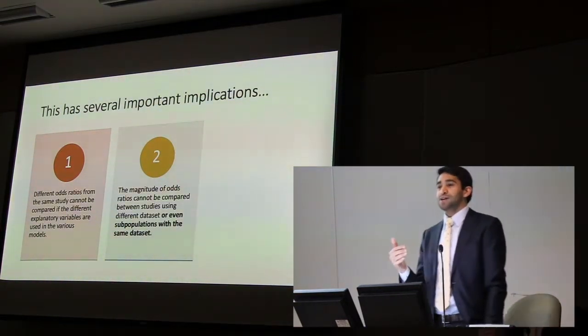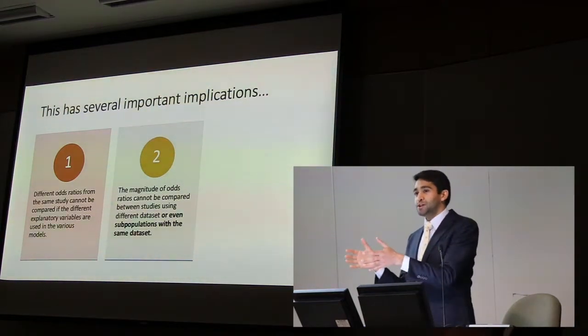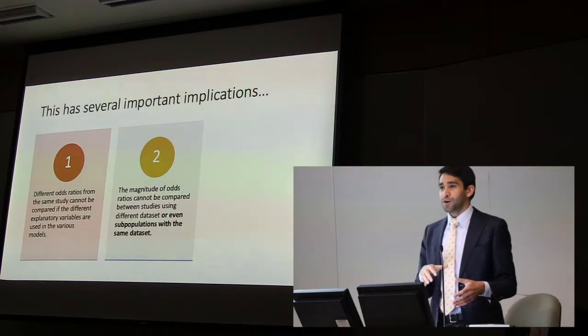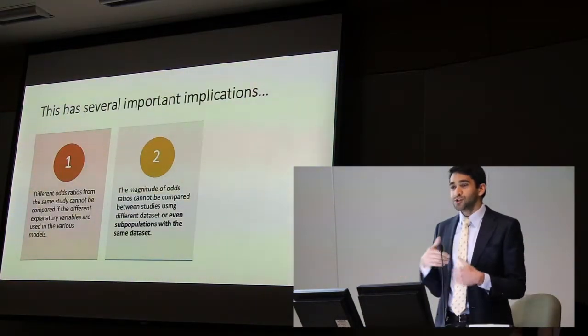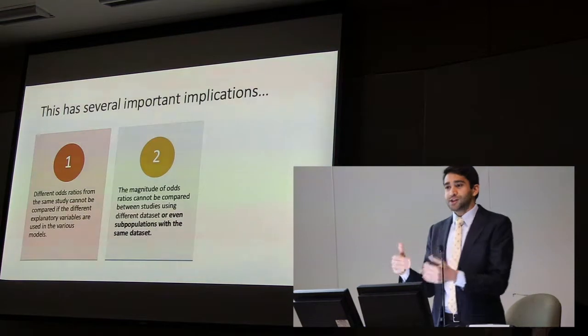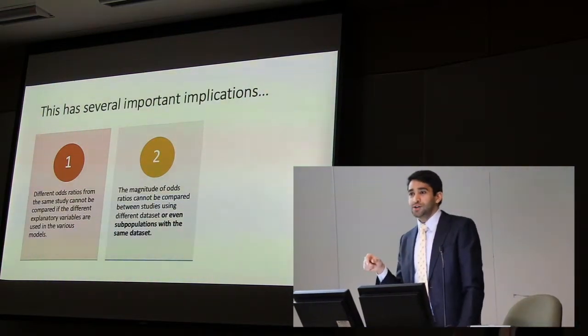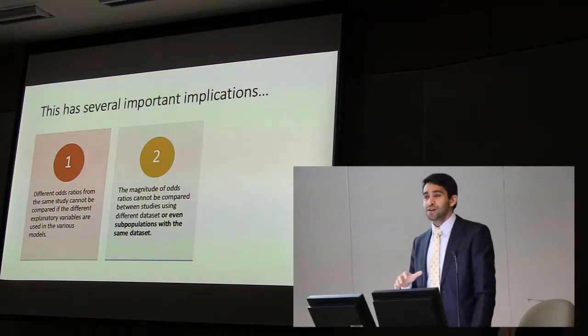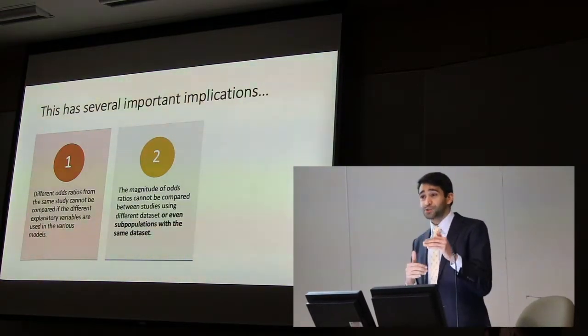And I can't tell you how often we look at subpopulations. So I do a sub-analysis and say, in this subgroup of patients, my odds ratio increases to 10 when it was 5 before. That's meaningless. I've used a different model. There's a different arbitrary scaling factor. So it could just be that the model was different and the odds ratio is now 10 instead of 5. I can't compare even subgroups in my same data set.